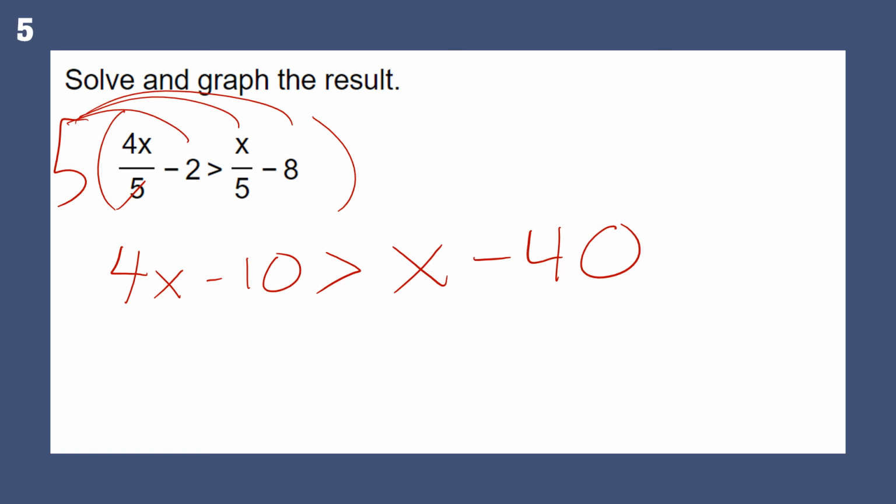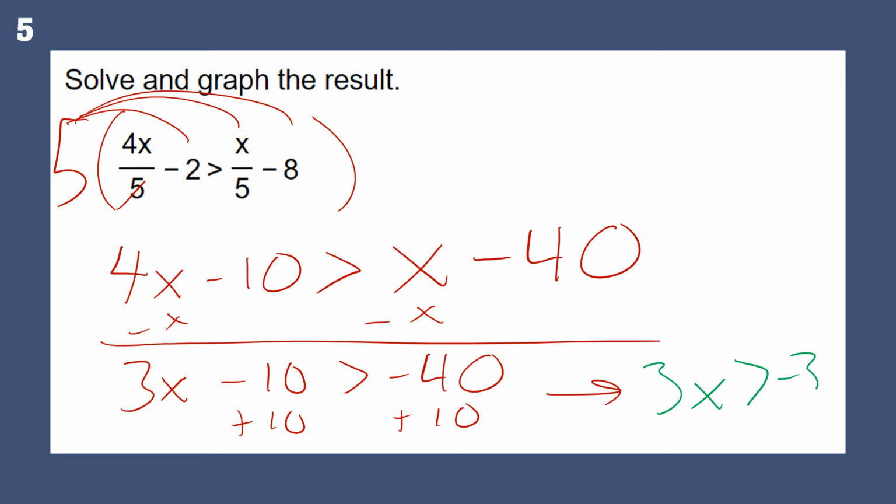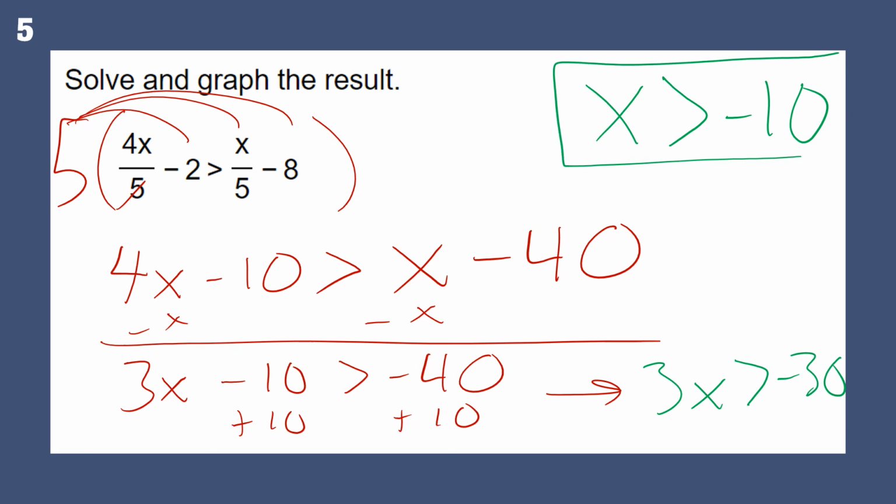And from here, I want to go ahead and get all the variables on the left. So I'm going to subtract x. And I get 3x minus 10 is greater than negative 40. I'm going to add 10 to both sides. And I get 3x is greater than negative 30. And then there's one last step: I'm going to divide both sides by 3 to give me a final answer of x is greater than negative 10. I don't need to flip the sign because my answer is negative, but I didn't divide by a negative.